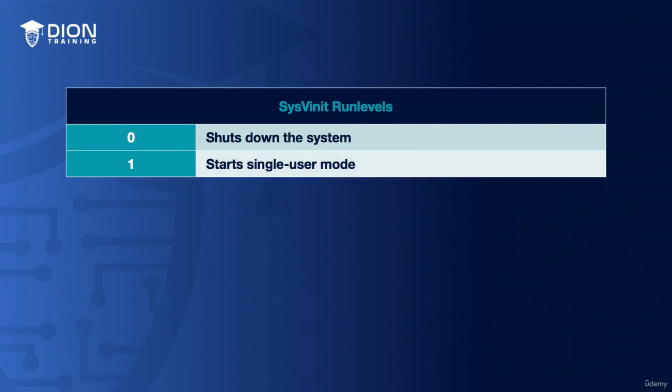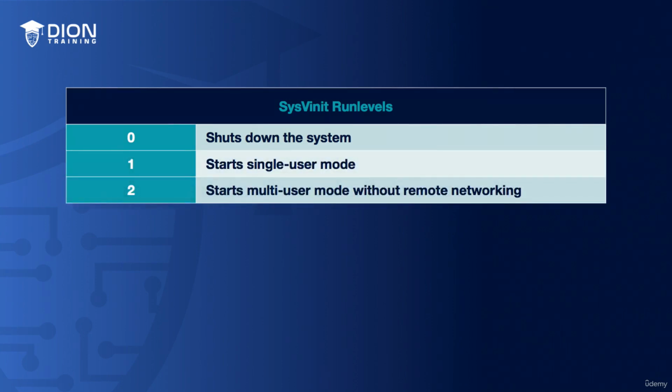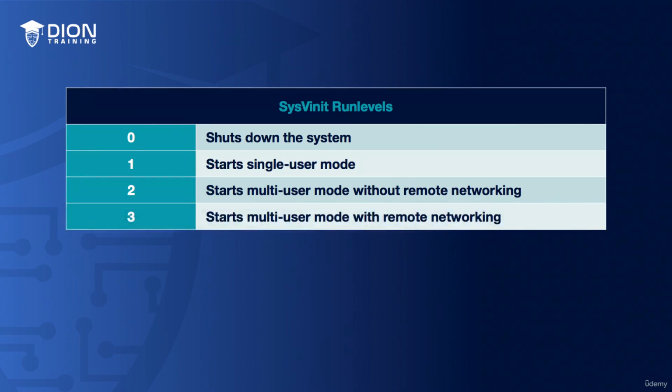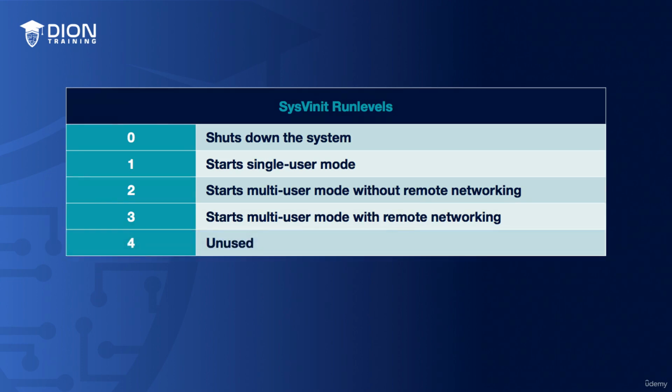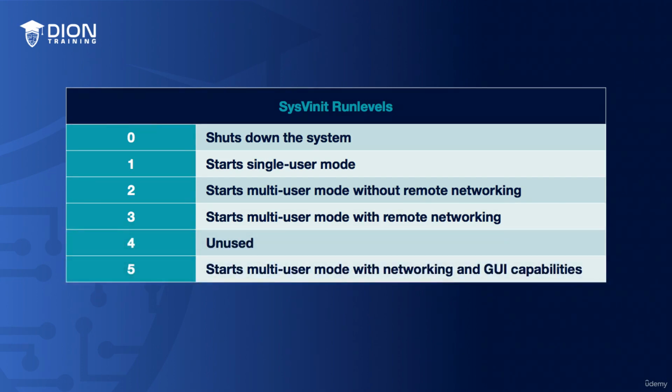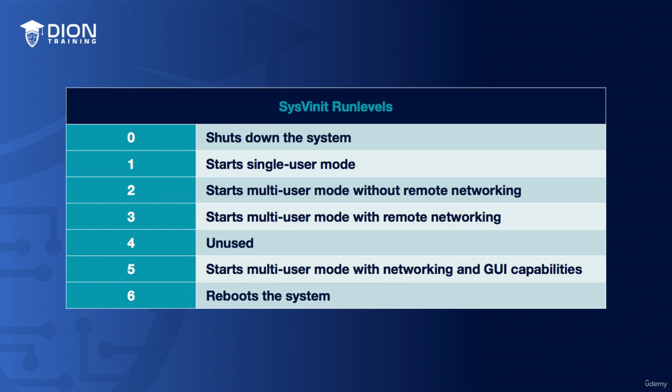Run level 1 starts up a single user mode. Run level 2 starts up a multi-user mode without remote networking. Run level 3 starts multi-user mode with remote networking. Run level 4 is not really used. Run level 5, though, starts multi-user mode with networking and a graphical user interface capability. And run level 6 is going to reboot your system.